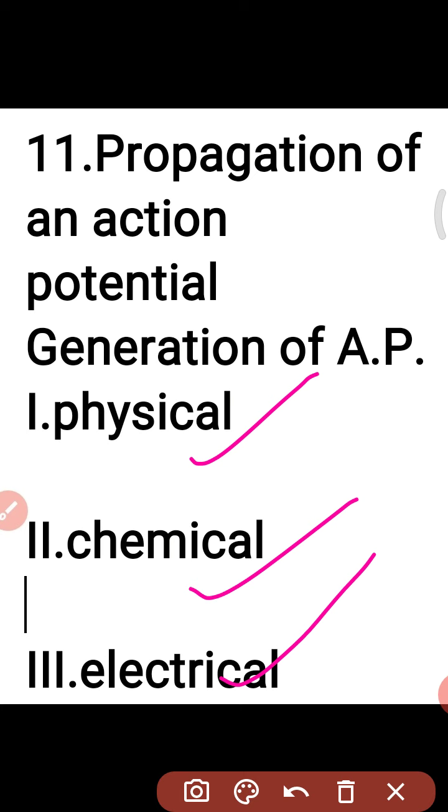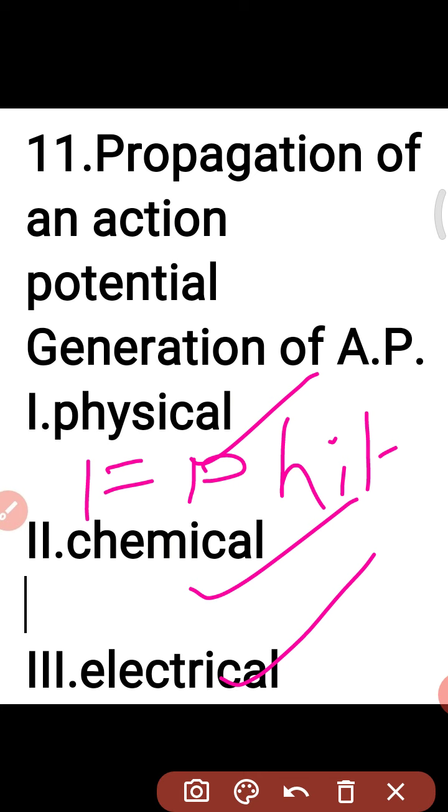So what do we mean by a physical signal? If you are applying some force, for example applying some pressure P, or hitting, or applying a poke, these are physical excitations applied to a cell.